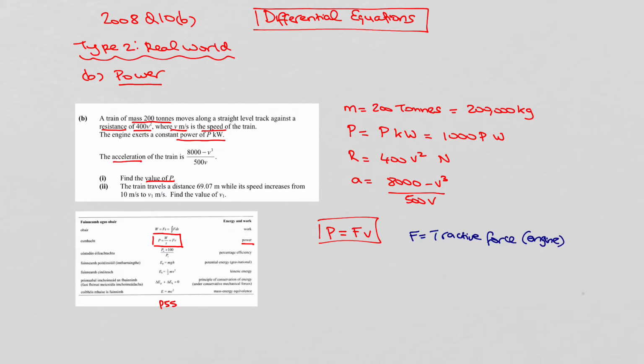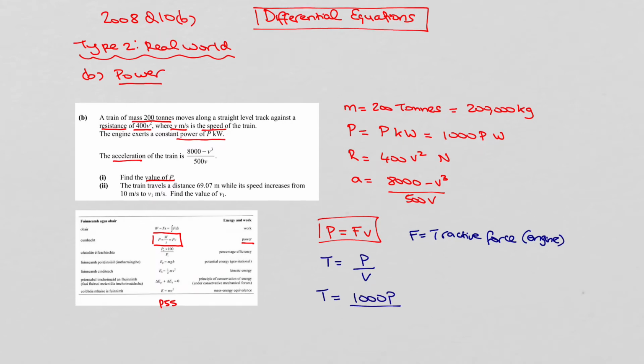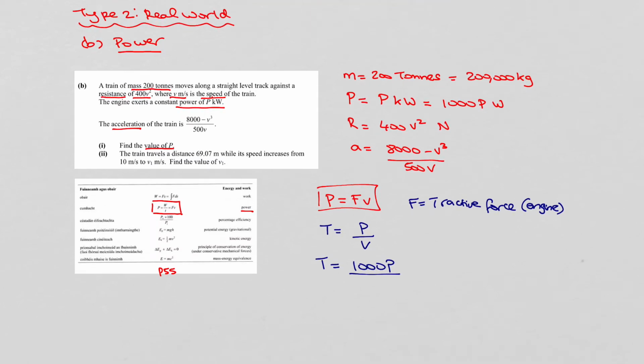But of course, that's not the only force here. We have another force, and that's the resistive force. So we're going to have to look at our net forces here. Let's get our tractive force on its own first of all. So T is equal to P over v. But of course, P is 1,000 P, so our tractive force is 1,000 P divided by our velocity.